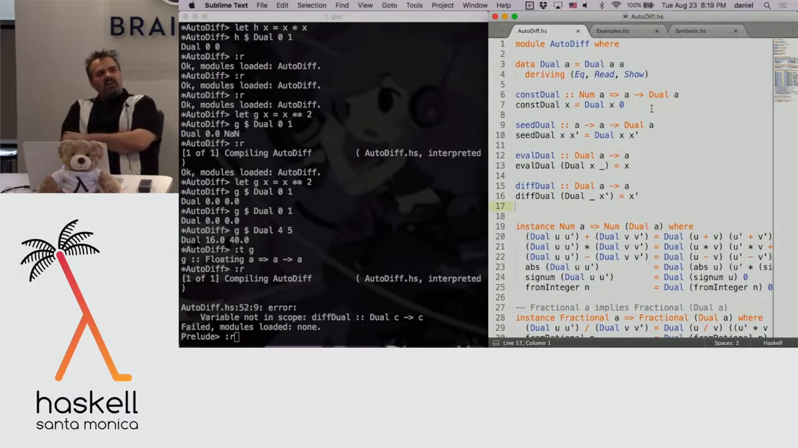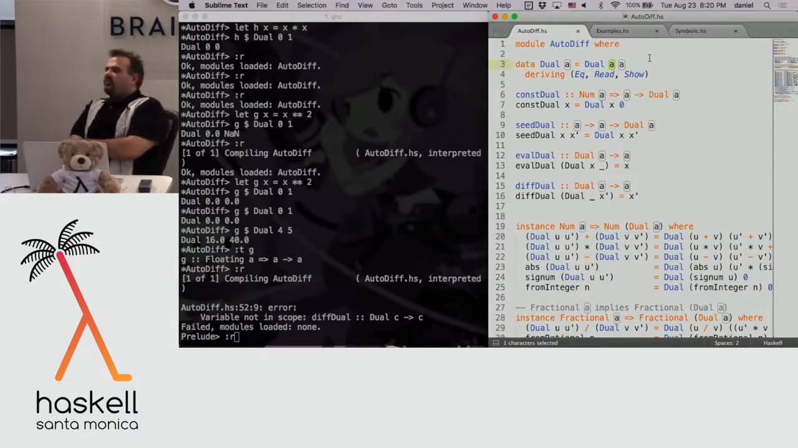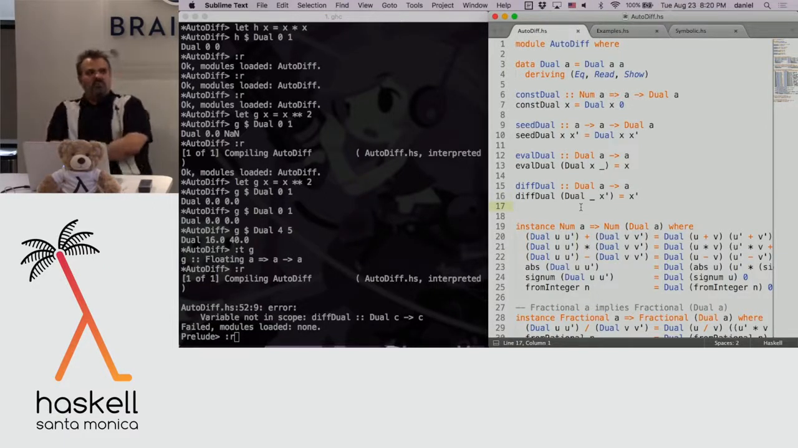So const dual requires a number, takes an A and gives you a dual A. I think of it as casting the number as a constant in duals. So your number and zero. Seed dual takes two A's and just packages them. Eval dual reads the first datum, and diff dual reads the second. The idea behind the names here is, remember what this dual is keeping track of. The first datum is the value of the function. The second one is the value of its derivative. So that's the idea behind the names. But really, if you wrote a pair and you wanted getters and setters, this is probably how you would write them.